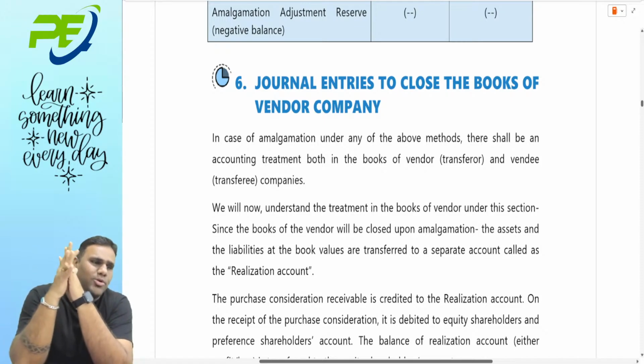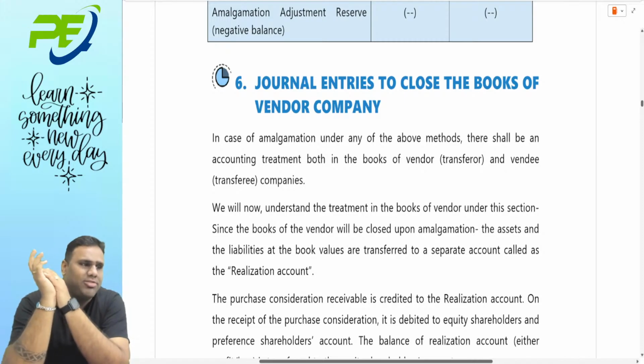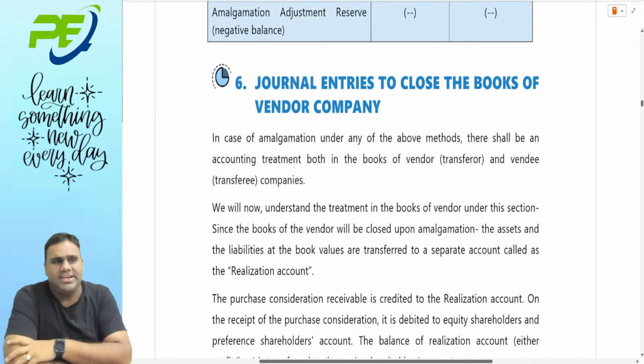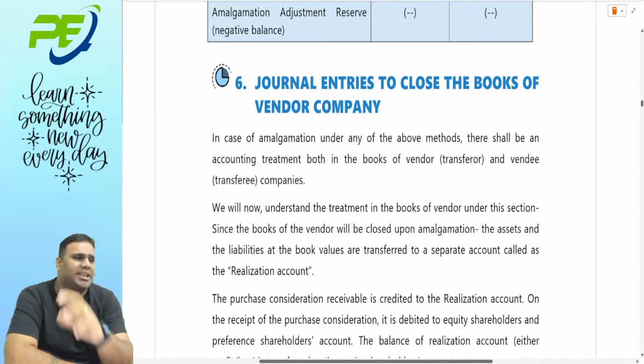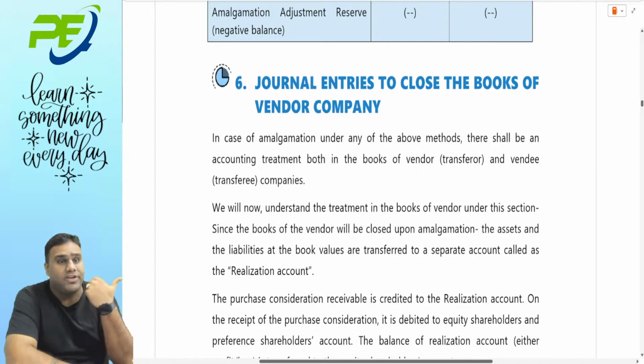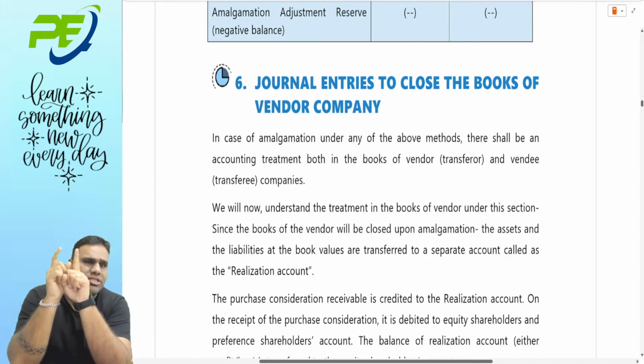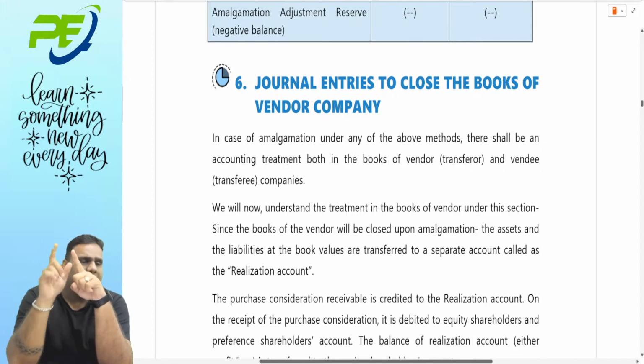Okay, so close your notebooks, close your textbooks for 5 minutes. We'll quickly run through whatever we have done in the previous class and then we'll continue. So first we started with the basics of amalgamation. I explained different types of amalgamation. Then we saw there are two companies involved. One is the purchasing company, other is the selling company.